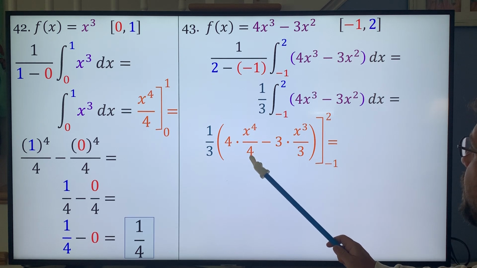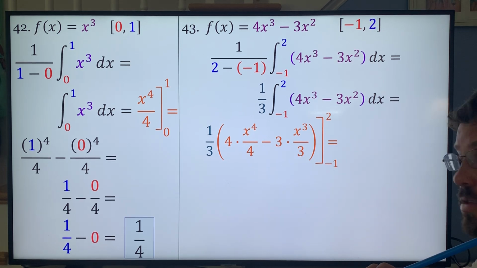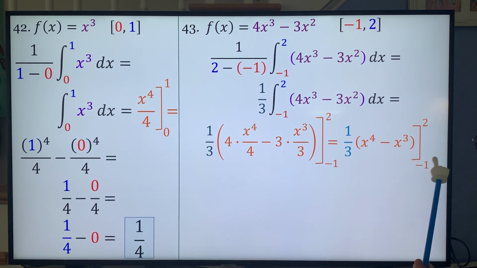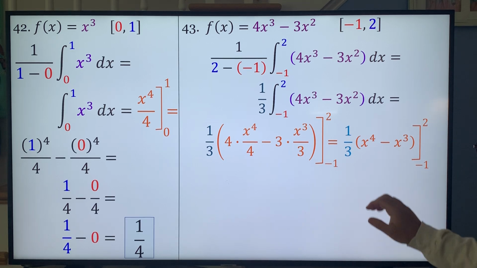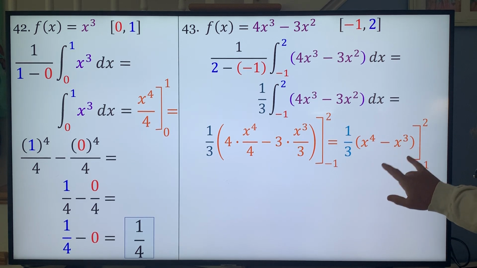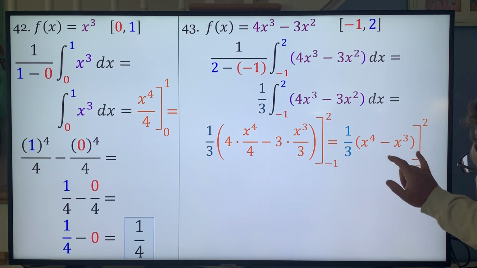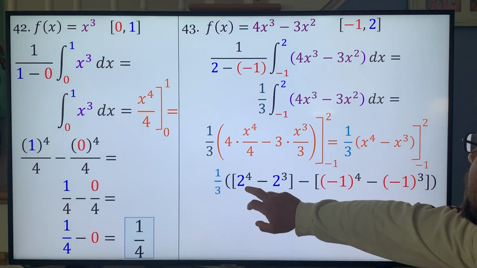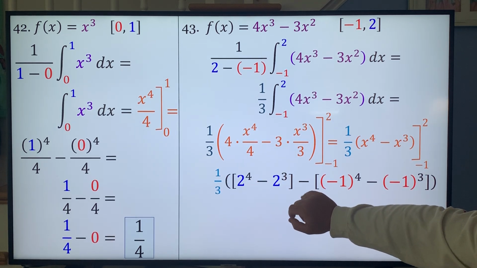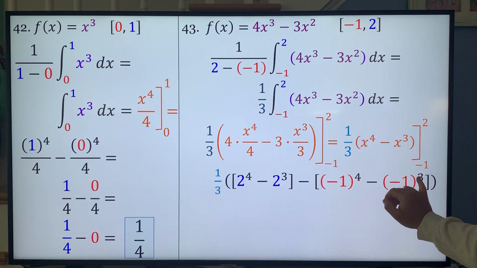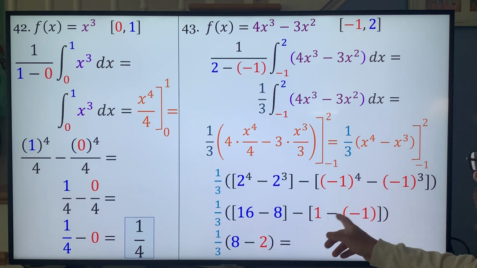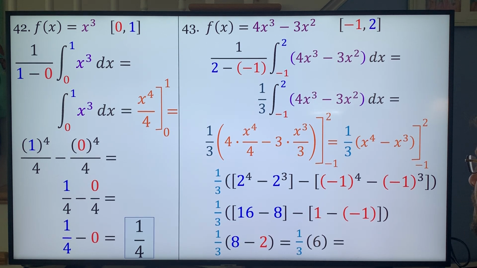x to the 4th, 4 divided by 4 is 1. Negative 3 divided by 3 is also negative 1. So 1/3 times x to the 4th minus x cubed from negative 1 to 2. Now, what you do next is plug in your 2 and plug in your negative 1. 1/3 times 2 to the 4th minus 2 cubed, minus negative 1 to the 4th minus negative 1 cubed. 16 minus 8 is 8. 1 minus negative 1 is 2. 1/3 of 6 is 2 as the answer.